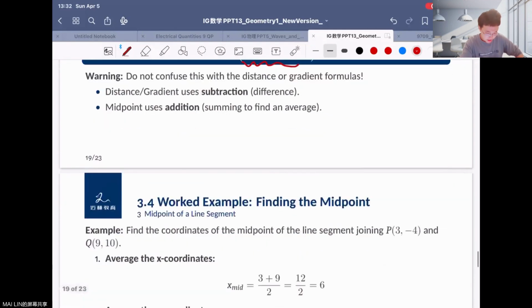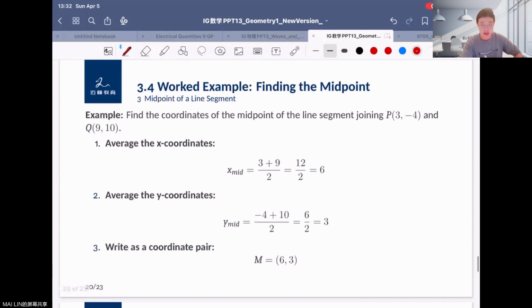So how can we find it? For example, we have the two points P equals (3, negative 4) and Q equals (9, 10). To find the midpoint, first use the formula: 3 plus 9 over 2, which is 12 over 2, equals 6. For the y value of the midpoint, negative 4 plus 10 over 2 is 6 over 2, equals 3. So the coordinate of the midpoint M is (6, 3). That is the midvalue.